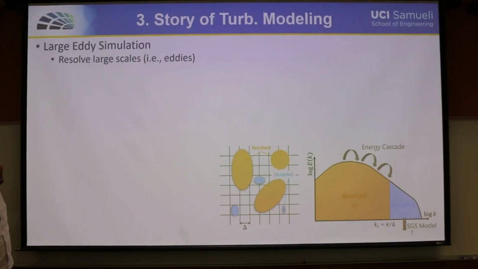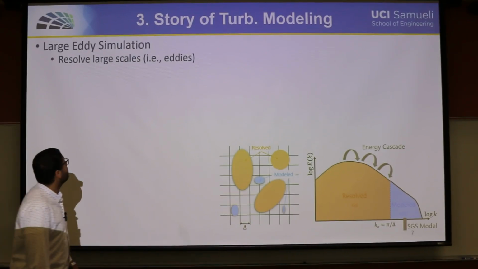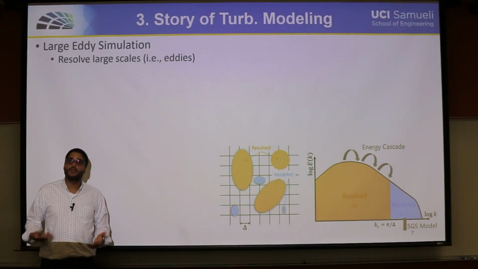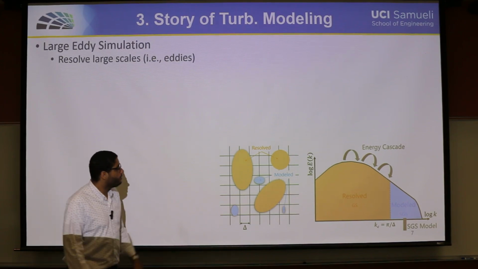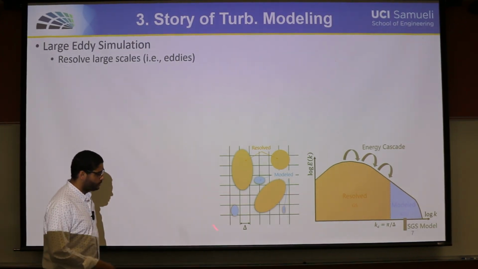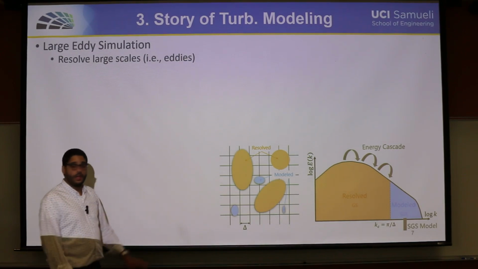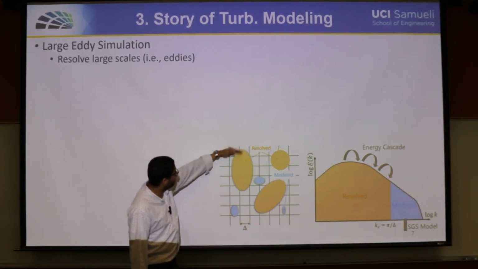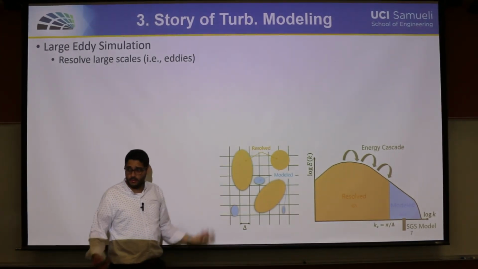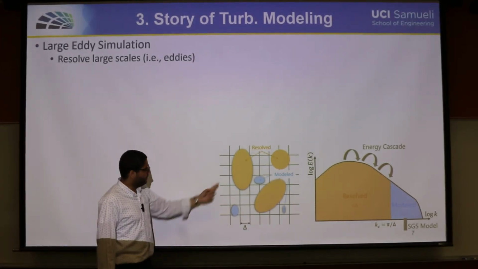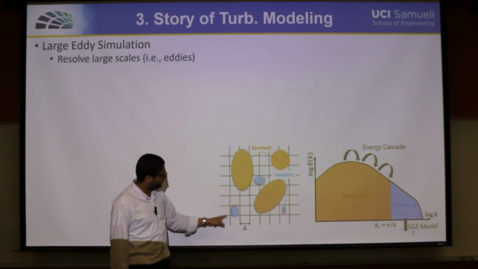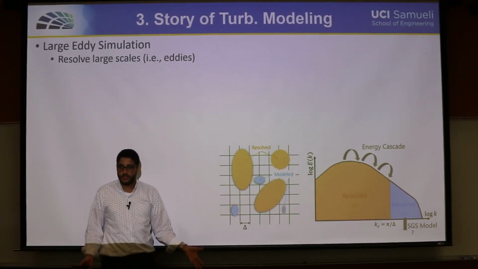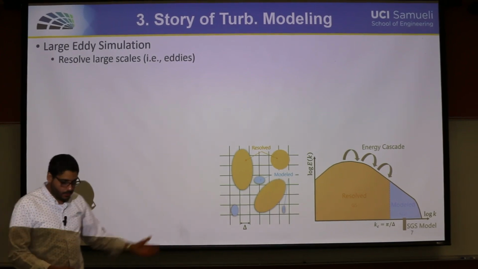The main idea of the large eddy simulation is that they resolve large scales, or large eddies, instead of modeling them. What do I mean by that? Consider this is our grid, and anything that could be resolved by this grid size, I'm capturing it. Anything that's smaller than my grid size, I have to model, because my numerical solution doesn't see it.